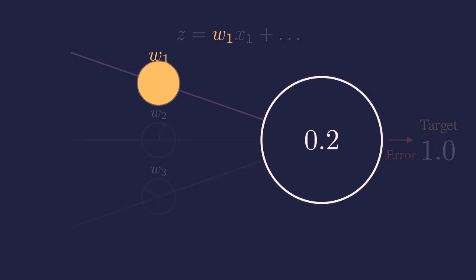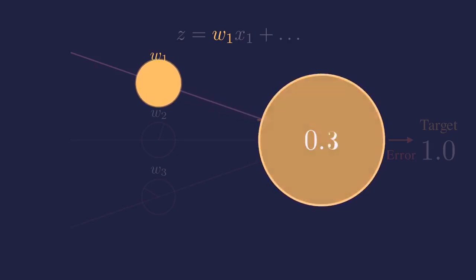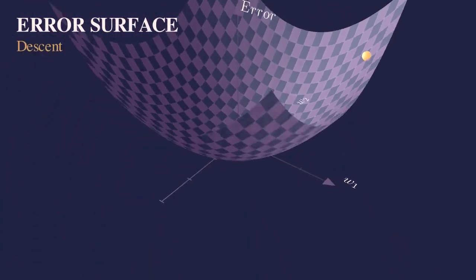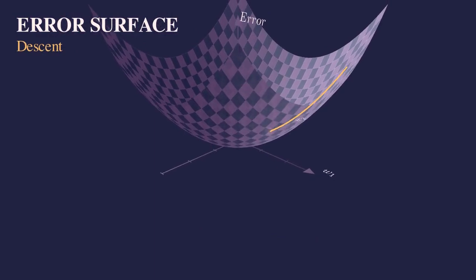To fix this, we need to know, should we increase W1 or decrease it? We calculate the derivative. If the derivative is positive, increasing the weight increases the output. Since we want more output, we turn the knob up. This process of checking the sensitivity and adjusting the knob is called descent. We are descending the mountain of error.